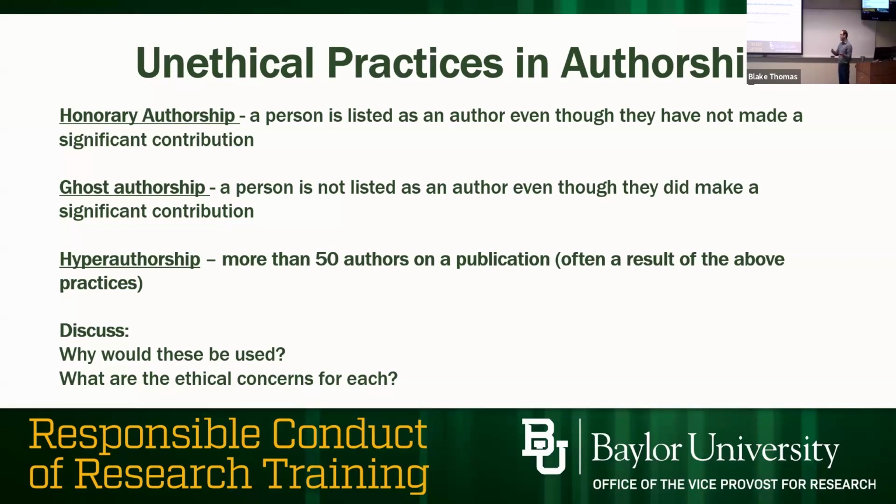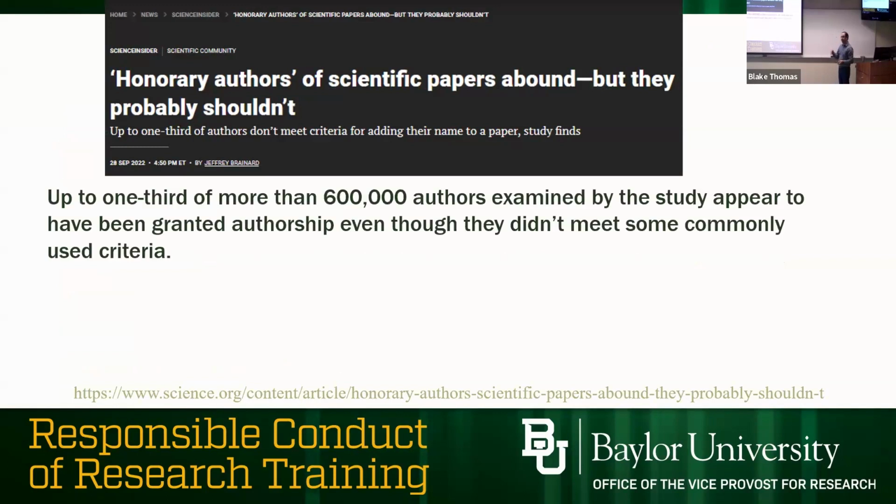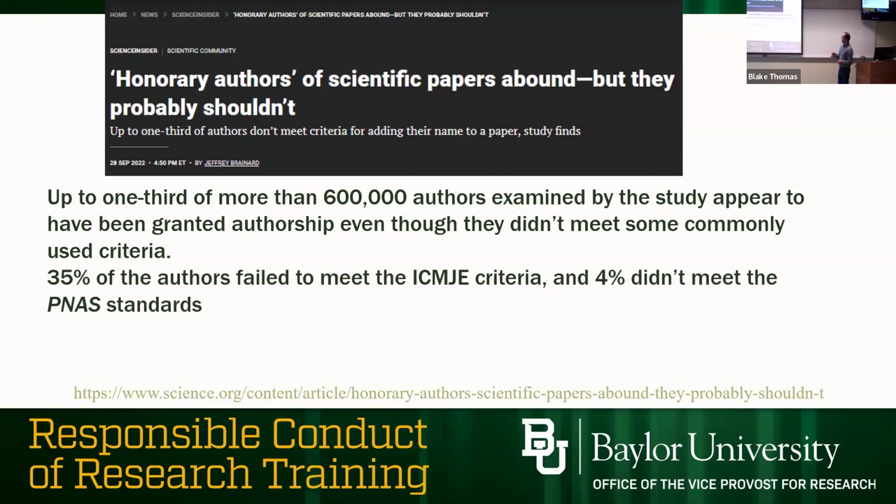So we'll go into that too, where it's a lot of judgment calls with these, and this is becoming a systemic problem. This is from Science Magazine, in their Science Insider report: honorary authors of scientific papers abound, but they probably should not be on there. From this study, looking at about 600,000 authors, about 35% failed to meet the ICMJE criteria, which I'll talk about in a second. It's just a really long name. And about 4% didn't meet the standards for PNAS.